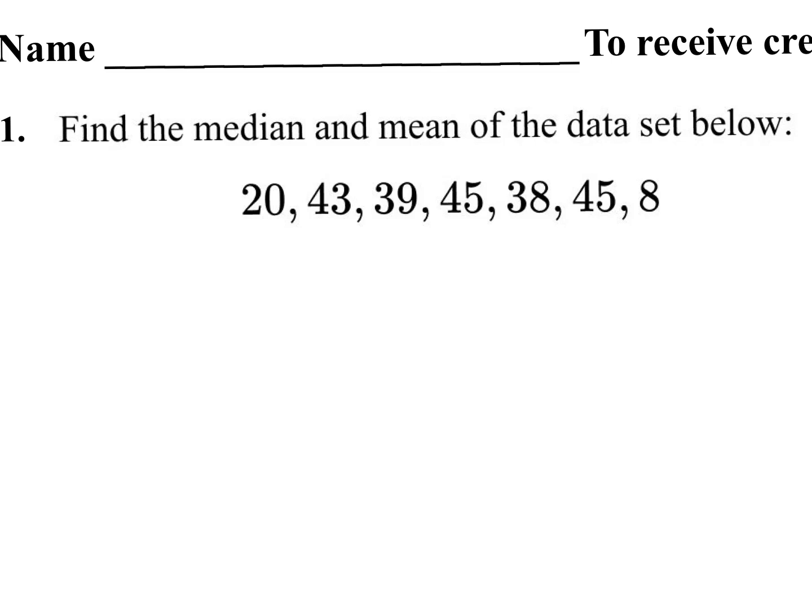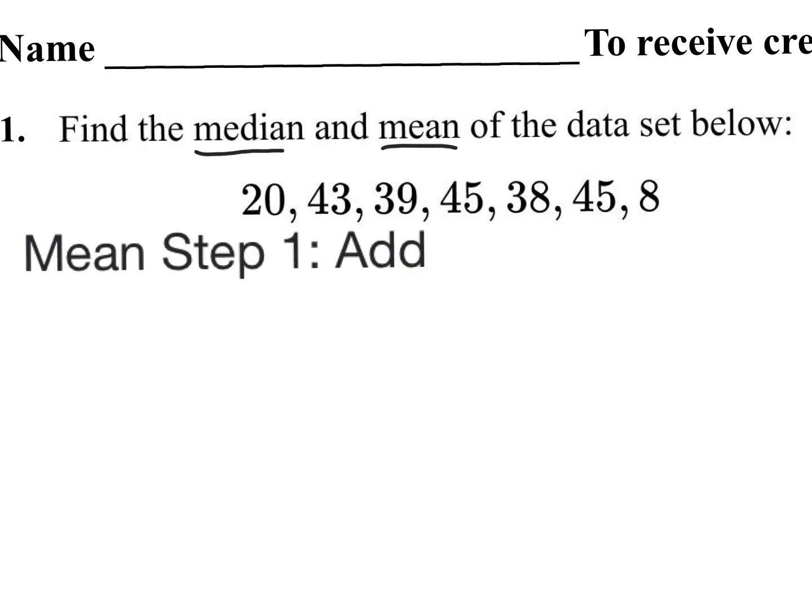Hi mathematicians, in this video I'm going to show you how to find the median and the mean of a set of data. I'm going to do the mean first, and for step 1 you need to add. So we're going to add the numbers together in the list, and when I did that I got a total of 238. Sorry about my handwriting there.